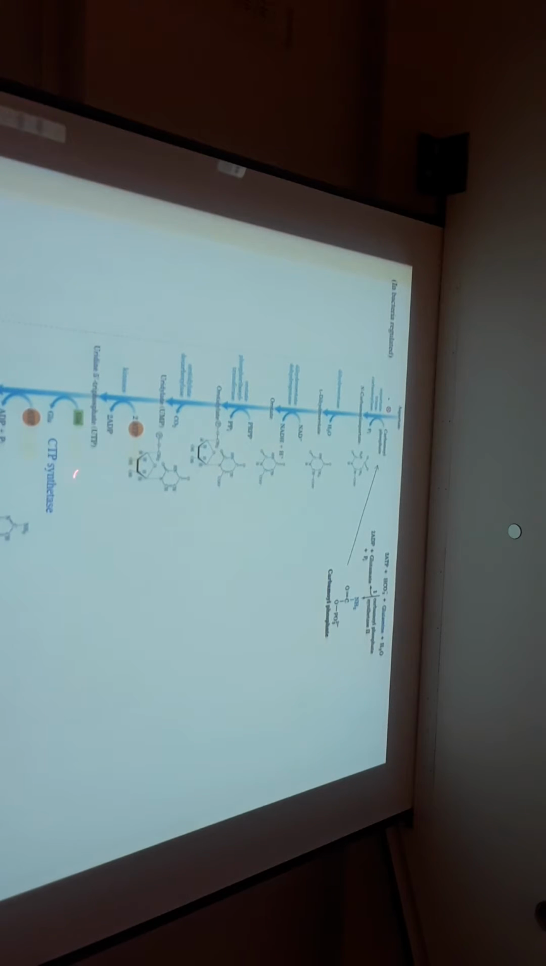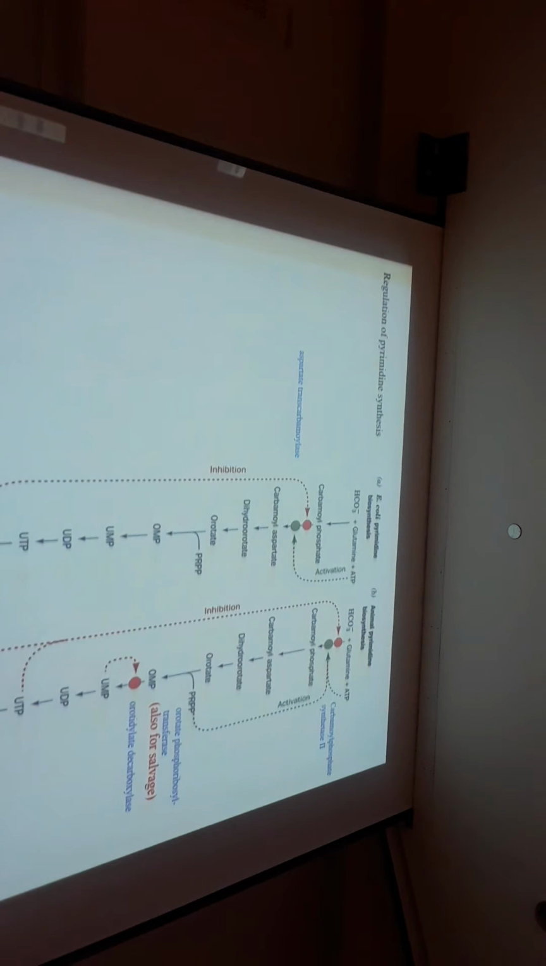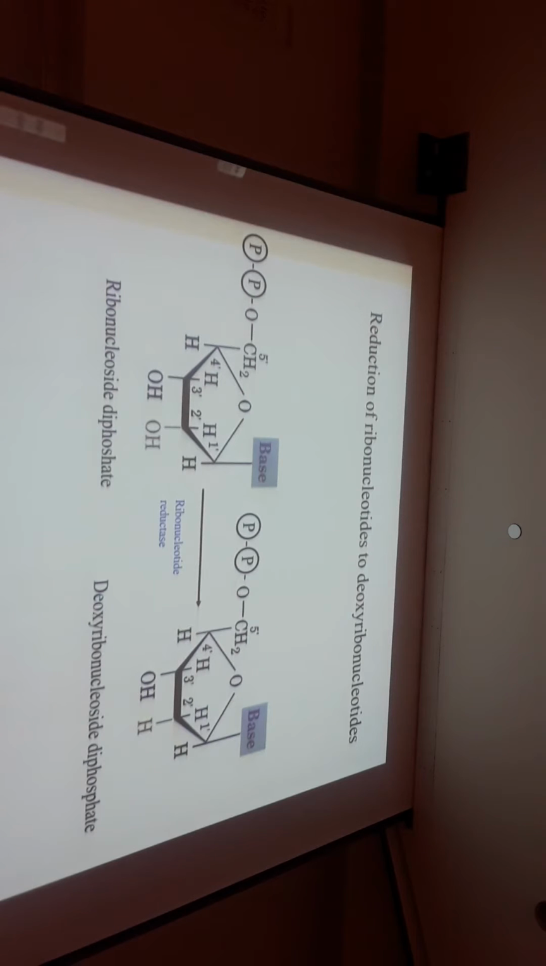So we have produced UTP and CTP at this point. These are both ribonucleotides. Let's go to this first. We also need deoxyribonucleotides for the synthesis of DNA, deoxyribonucleic acids. So the ribonucleotides can readily be reduced to the corresponding deoxyribonucleotide with the help of an enzyme called ribonucleotide reductase. I'll come back to that in a moment.